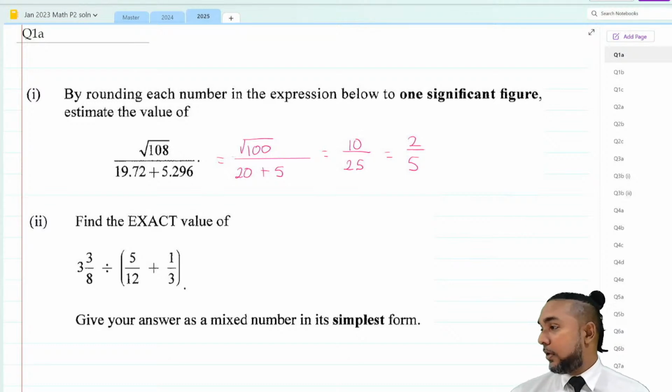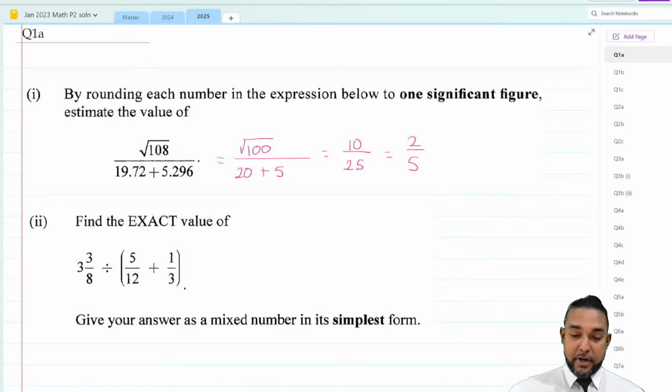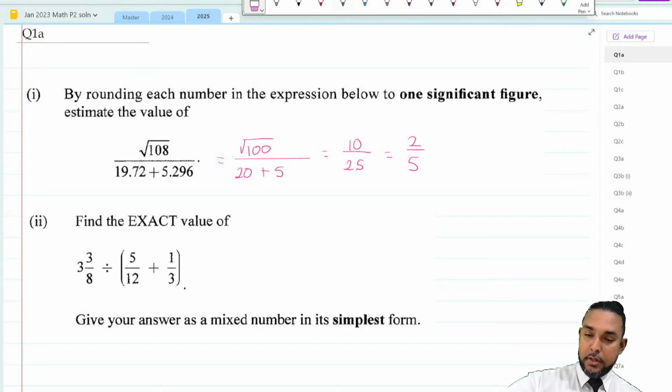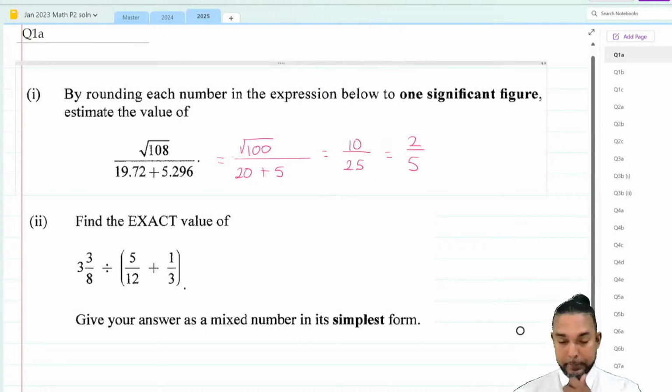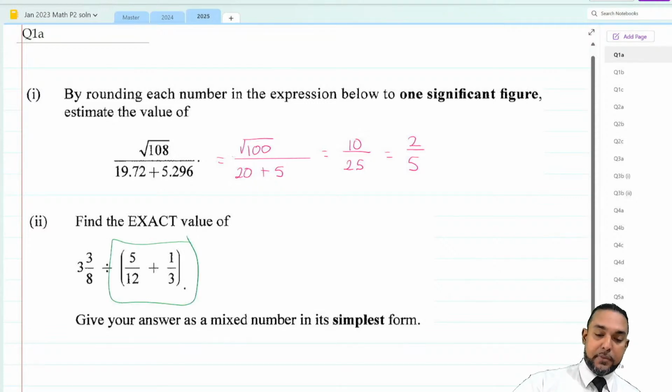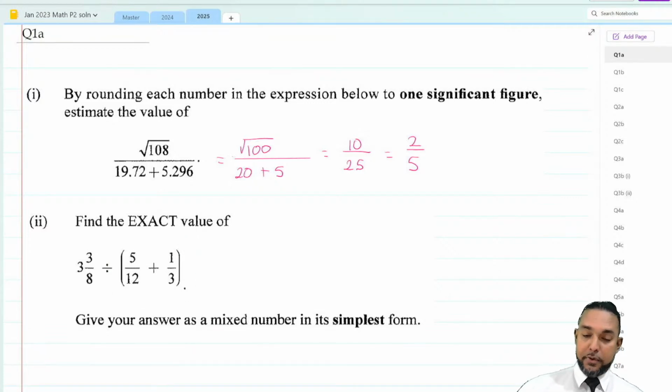Mrs. Webb, yes. Question. I've given some time for the question to be done. Right. So find the exact value of 3 and 3/8 divided by 5/12 plus 1/3. Okay. So in this particular case, we would do whatever's in the brackets first, right? Which is 5/12 plus 1/3. So let's come down here. So 5/12.